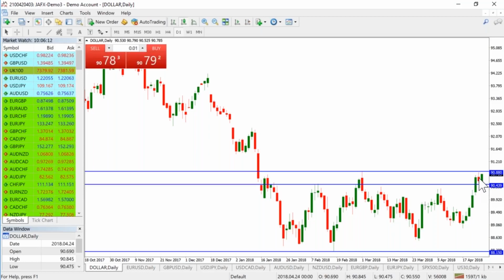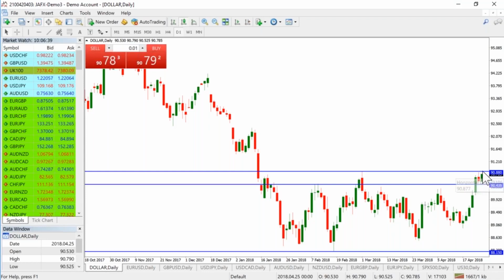So let's get straight into the charts, and we'll start, as we always do, with the dollar index. You can see yesterday's candlestick was very much range bound between these two levels of support and resistance, the 90.88 to the upside and the 90.43 to the downside. And as you can see today, we've had a little bit of bullish price action come back in.